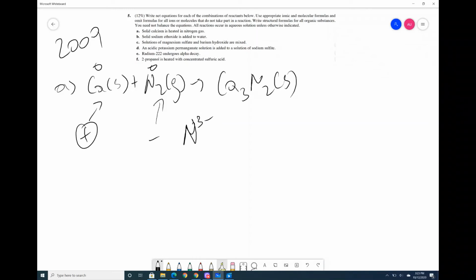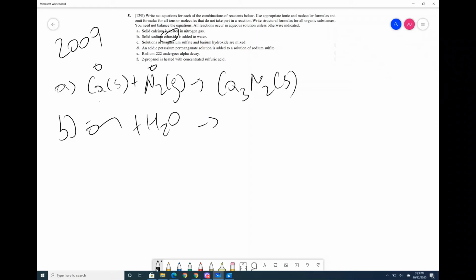I think that's the reaction. Good. Easy one. Solid sodium ethoxide. Oh, ethoxide, that's like a base, right? Yeah. Deprotonated ethanol. Now it's added to water. Keep in mind, this is blind and I have not done this before. So that's a base. Okay, yeah, so it'll form ethanol, an acid-base reaction, and hydroxide.